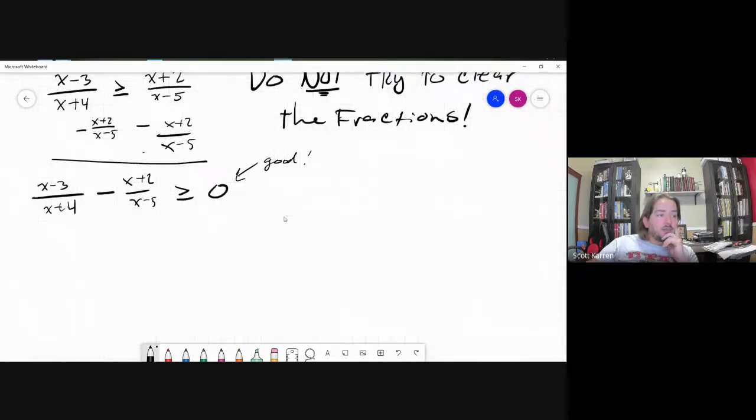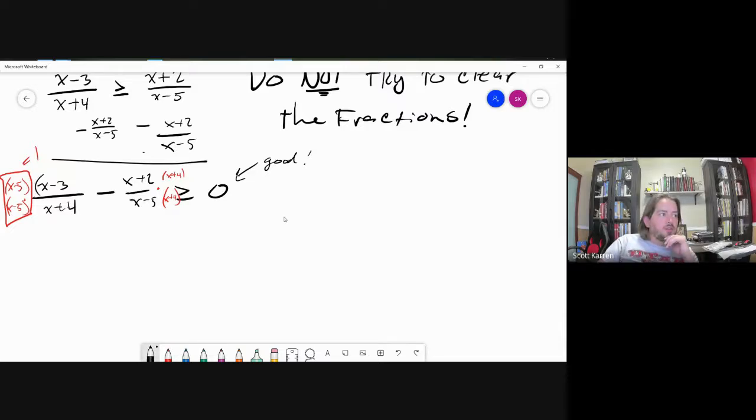Well, now that they're on the same side, I can multiply this term by x plus 4 over x plus 4. I don't have to worry about any signs changing here, because x plus 4 over x plus 4 is 1, and I'm just multiplying one term by it, so I'm not changing anything. The same thing happens over here. I'm going to multiply this by x minus 5 over x minus 5. There's no sign changes here. I'm guaranteed no sign change, because again, x minus 5 over x minus 5 is 1, so I'm not doing anything. I'm just rewriting stuff.